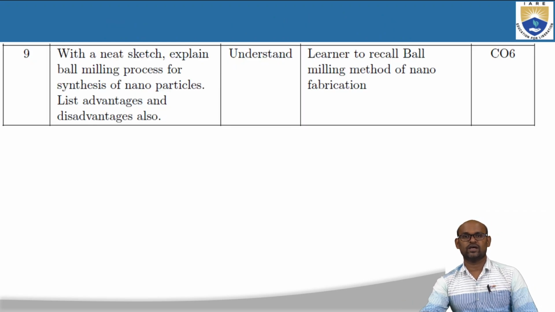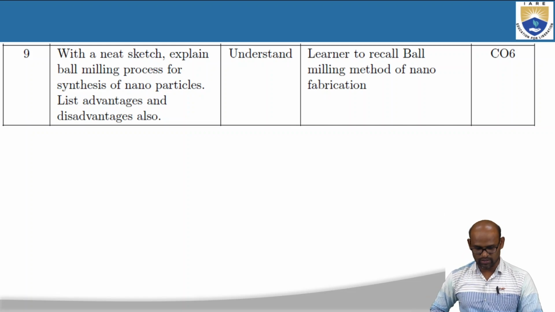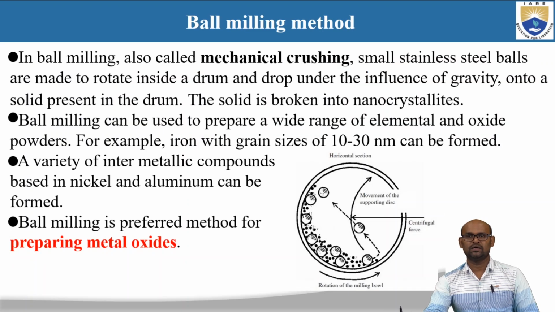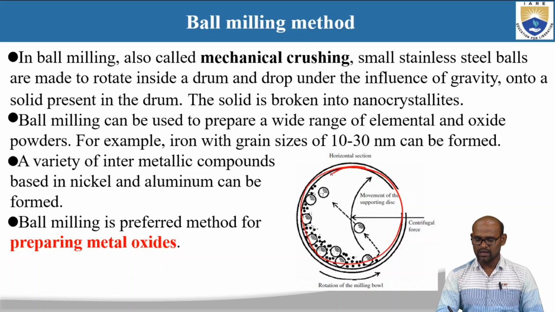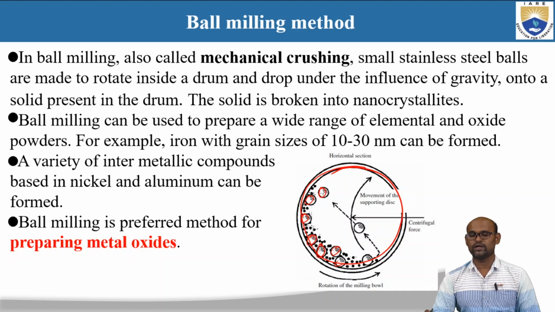With a neat sketch, explain ball milling process for synthesis of nanoparticles, list advantages and disadvantages. In ball milling method, which is also called mechanical crushing, small stainless steel balls are made to rotate inside a drum. So this is the drum, and these are all the stainless steel balls. Once we switch on the power, this drum will rotate, and hence these balls will also rotate and drop under the influence of gravity onto a solid present in the drum. The solid is broken into nanocrystalline.